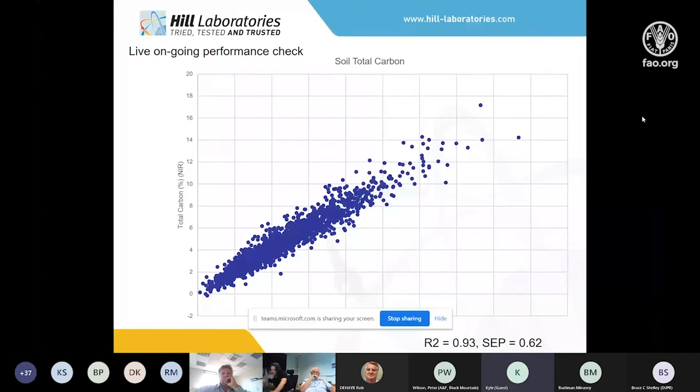As well as redirecting the poor quality ones to the reference method, we also take a random sample of the good ones, randomly picking like 1 in 20 to redirect to our reference method as a quality control check. This is what we internally call our alternative method check. It's ongoing: what is the NIR performing like right now? This is all the cases we've done for total carbon over the last maybe 3 or 4 years that we've pulled out for this quality control check.